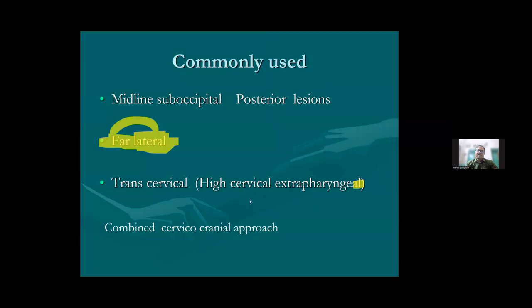So the commonly used approaches are, for posterior lesions, a midline suboccipital approach. For anterior intradural lesions, one has to do a paralateral approach. For anterior extradural lesions, a high cervical extrapharyngeal approach. And whenever there is a combination of extra and intradural lesions going to the neck, a craniocervical approach is helpful.